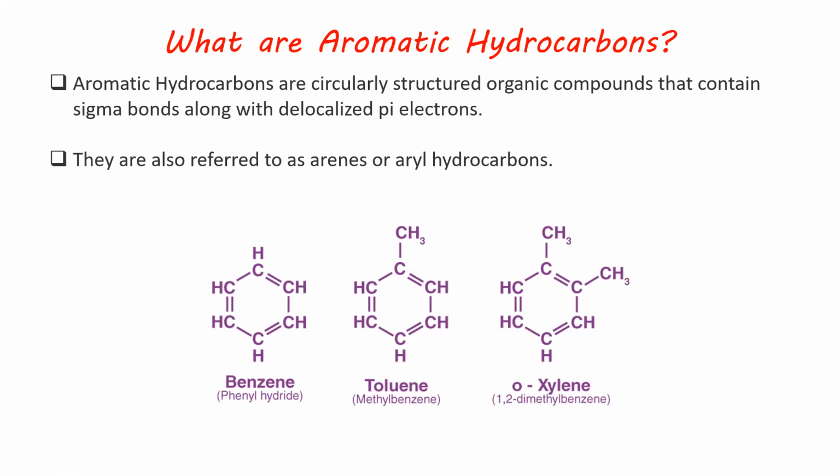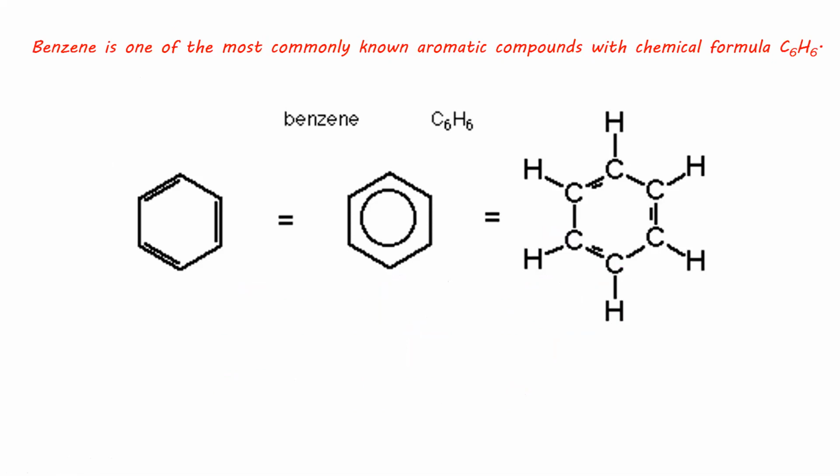Now, aromatic compounds containing benzene ring are known as benzenoids, and those not containing benzene ring are known as non-benzenoids. So these are the few examples of benzenoids. So this is the most commonly known aromatic compound with the formula C6H6.